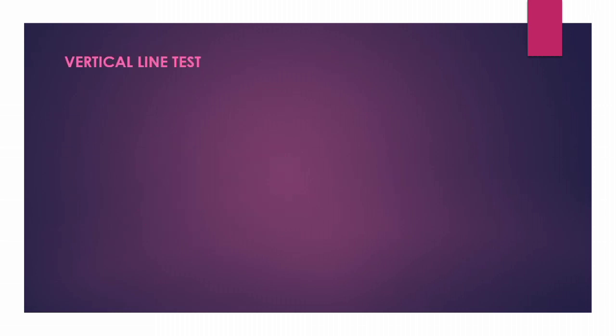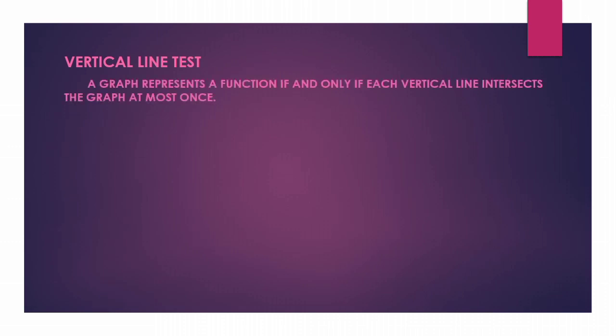Next, let us use the vertical line test in order for us to determine whether the graph is a function or not. So what is a vertical line test? Vertical line test: a graph represents a function if and only if each vertical line intersects the graph at most once.